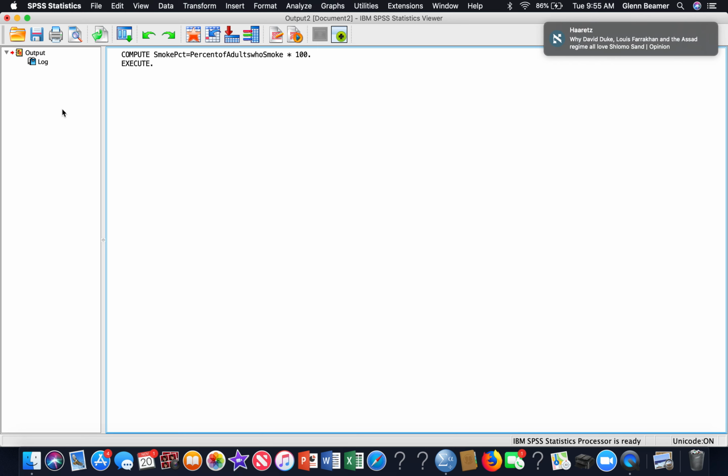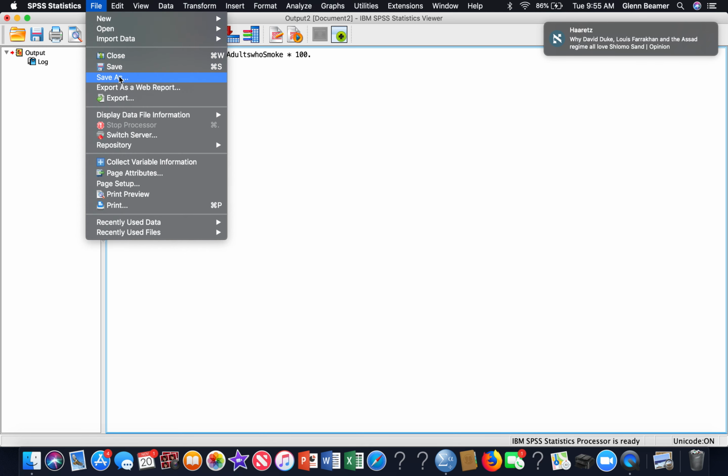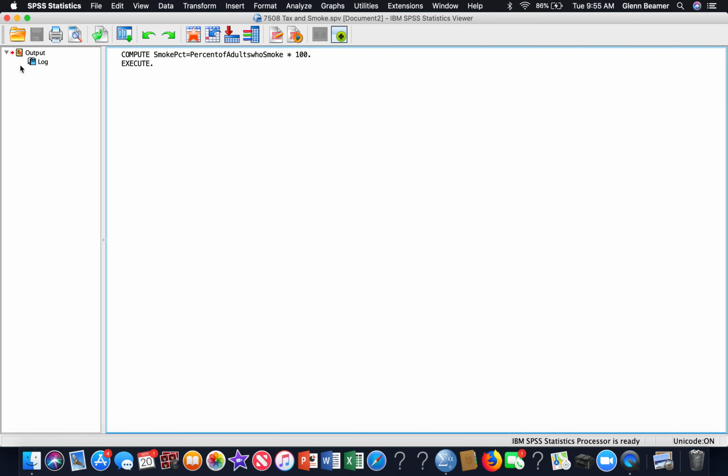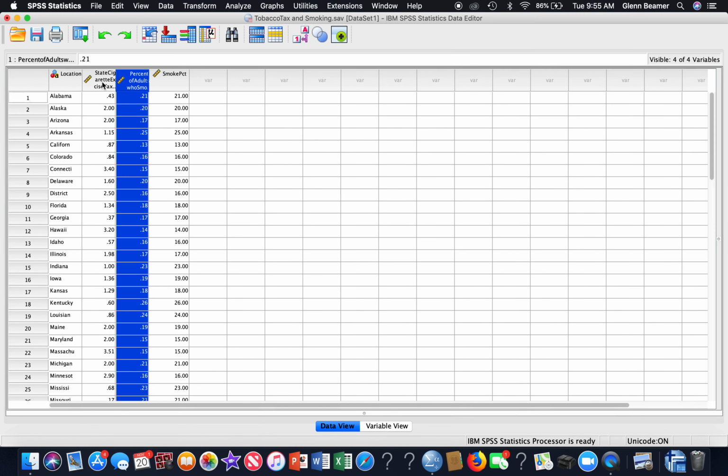Now I'm producing an output file as well, so I want to be sure to save the output file. I go to File, Save As, and I'm going to call this 7508 tax and smoke, and it will be saved as an SPV file. I'd like to save it to my desktop, which is fine. And so that gets that started. Okay, so now I'm going to bring that down a second.